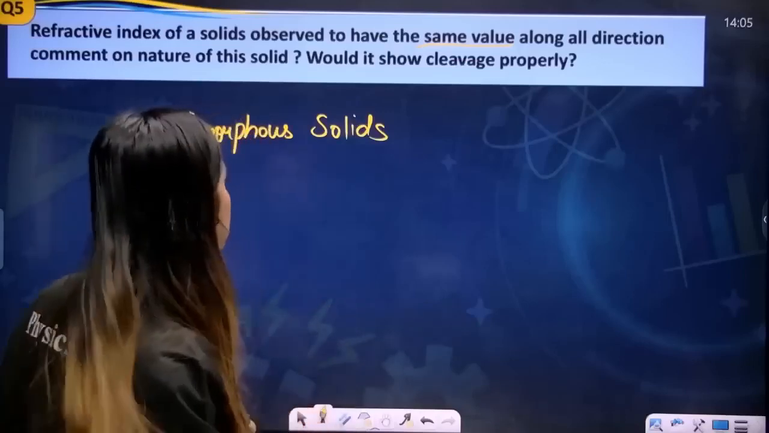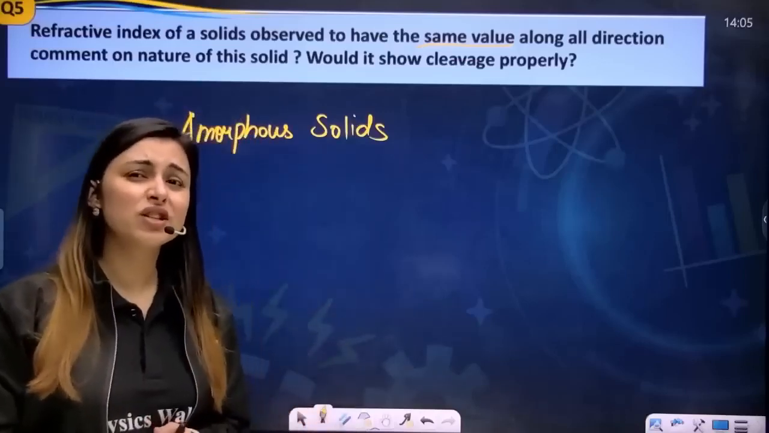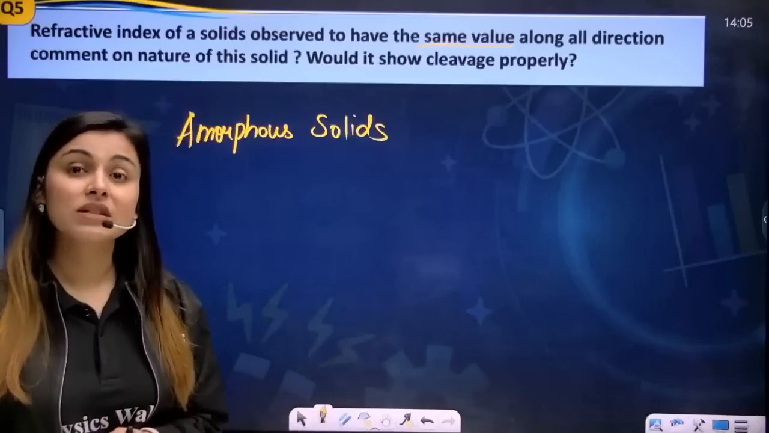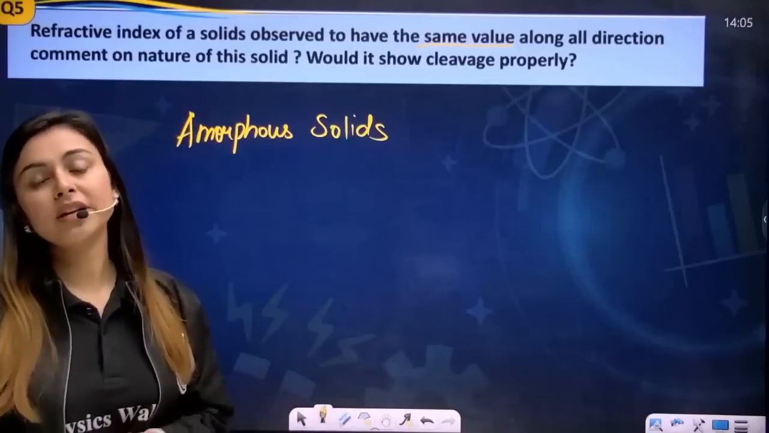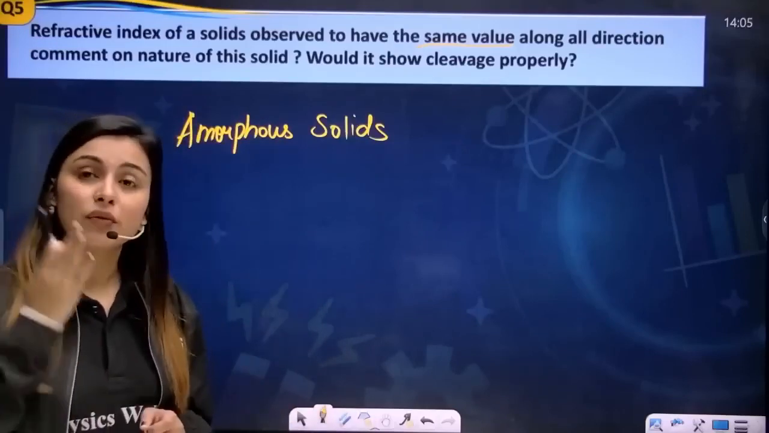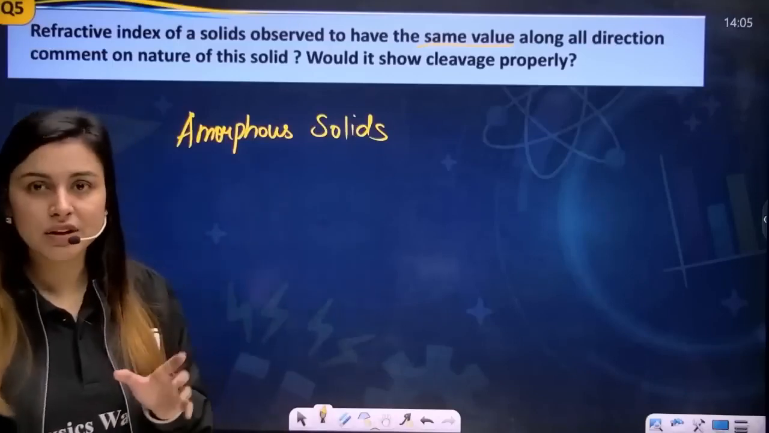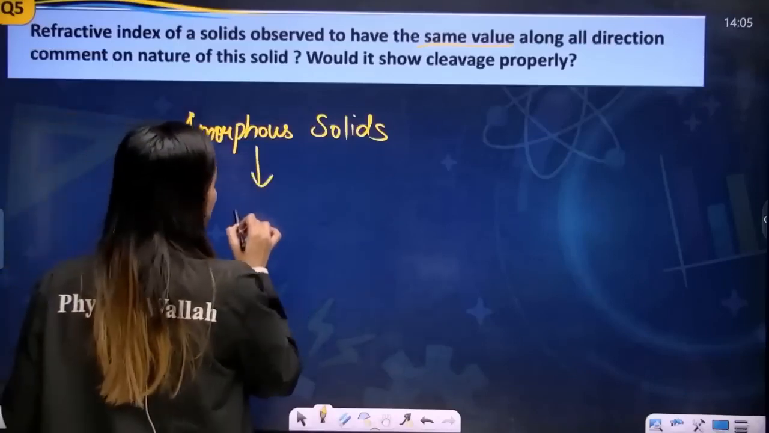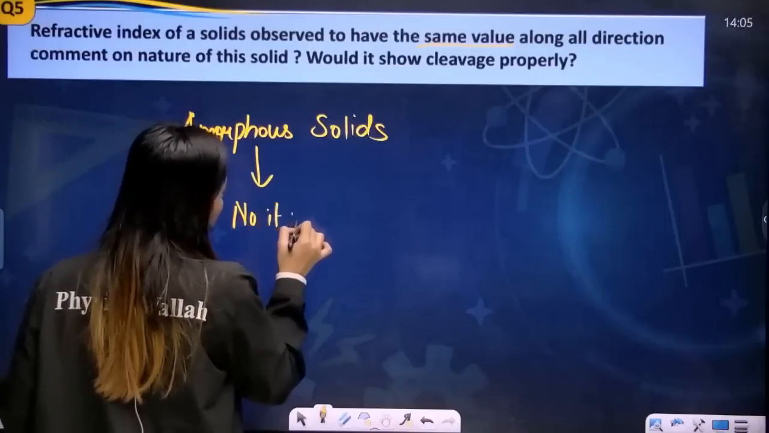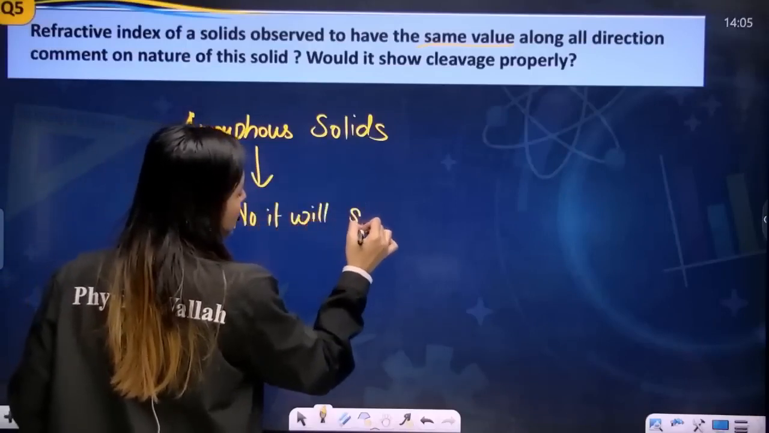The other question says, would it show cleavage property? Again, my dear students, since the arrangement is not ordered, if you cleave it, you will not see a smooth cleavage. You will see a rough cleavage, right? So we can say that no, it will not show smooth cleavage.